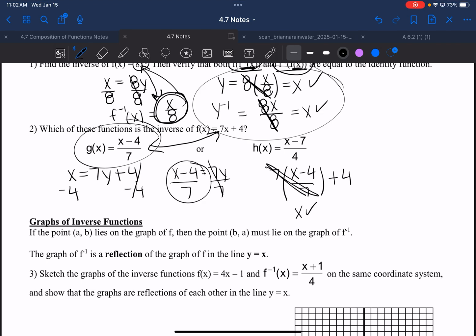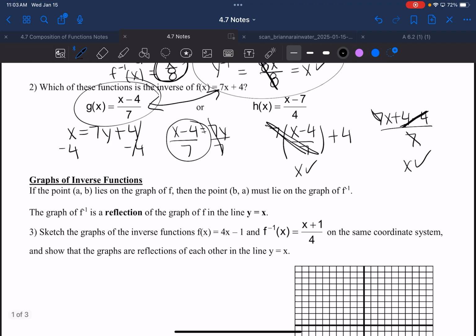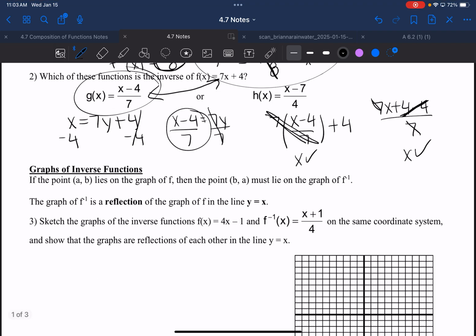Now I'm going to go the other direction. So I'll have 7x plus 4 minus 4 over 7. Well, again, these are going to cross out, right? And then these cross out. So it did, in fact, give us the identity function both ways. So we have verified that is, in fact, the inverse function. Okay, so now we know how to find the inverse function and verify.